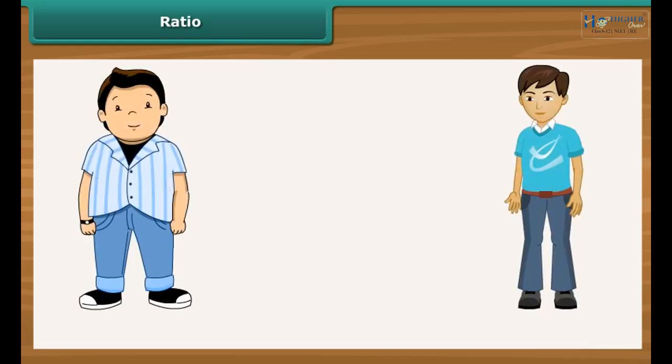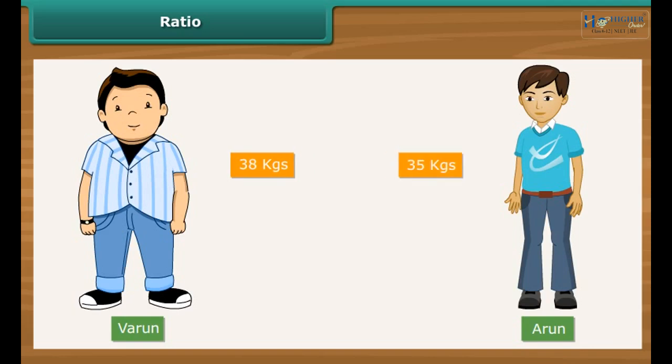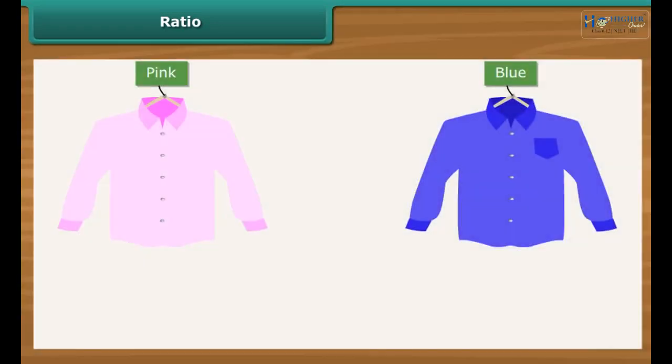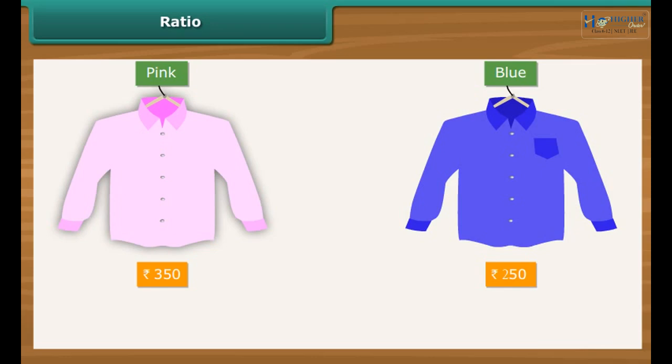Ratio. We usually compare quantities and values by calculating their difference. For example, suppose the weights of two friends, Varun and Arun, are 38 kgs and 35 kgs respectively. We say that Varun is heavier than Arun by 38 minus 35, that is 3 kgs. Similarly, suppose Ritu buys 2 shirts, one pink and the other blue, costing rupees 350 and rupees 250 respectively. We say that the pink shirt is costlier than the blue one by rupees 100.